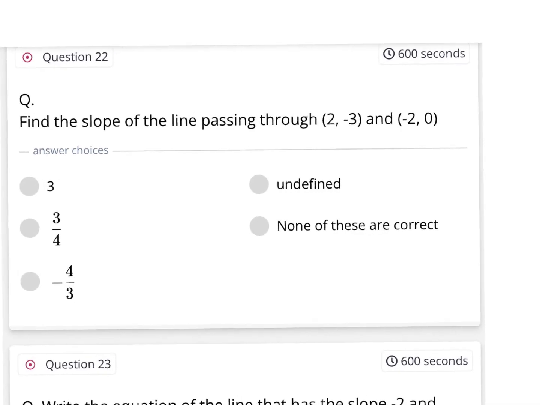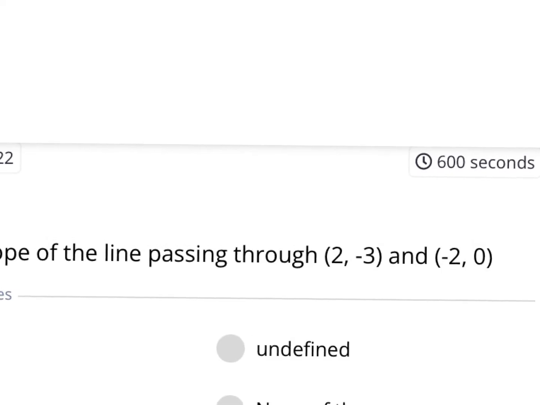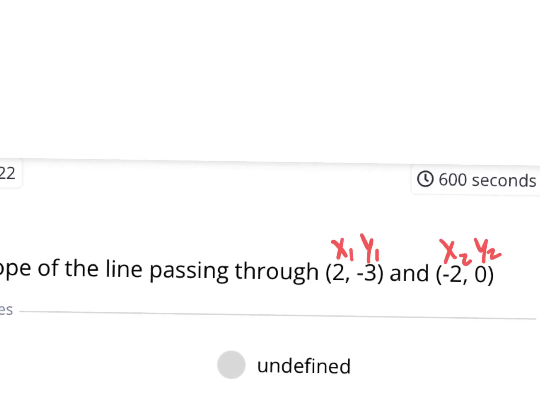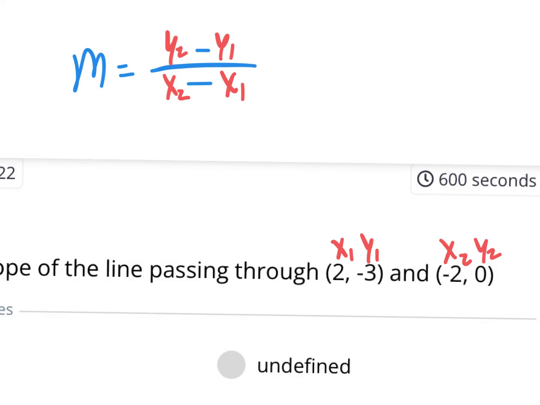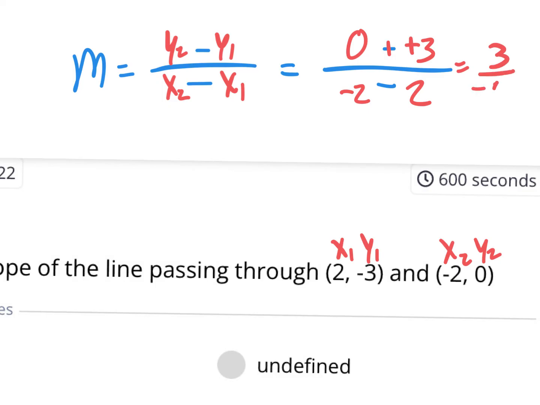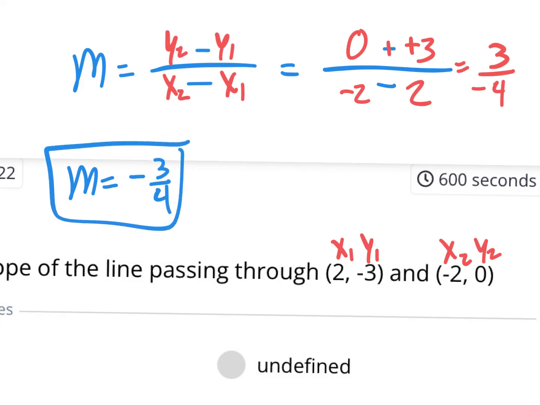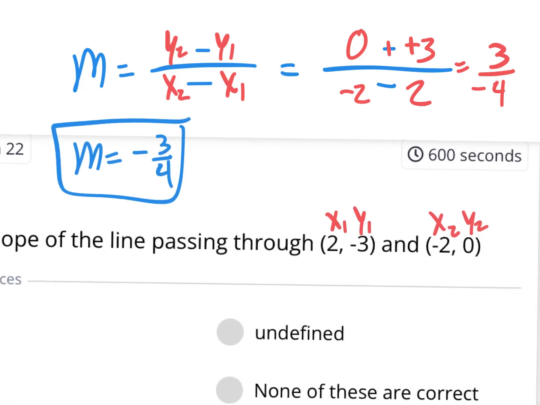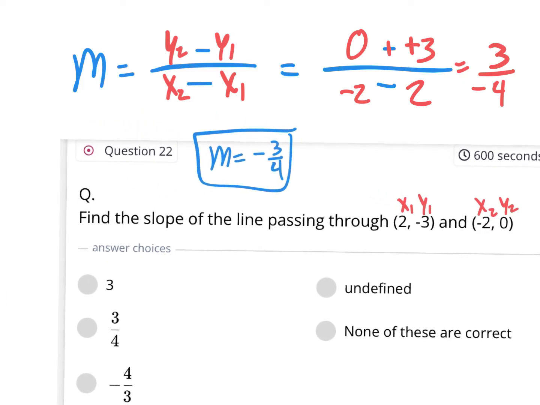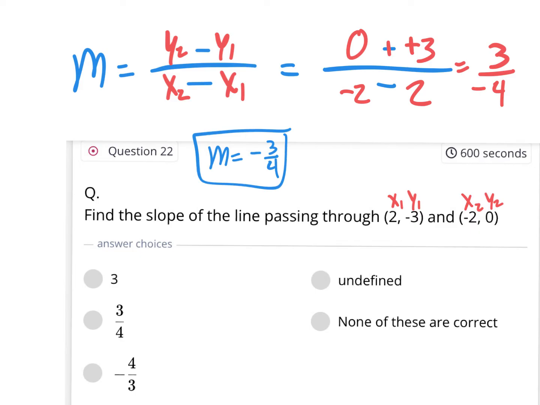Find the slope of the line passing through those 2 points. All right, well, let's label them. Let's write our slope formula. Let's plug in our values. And when you plug in, I always recommend leaving blank spots, and then your y2 is 0, your y1 is -3, your x2 is -2, and your x1 is +2. So we could see that that will change to a plus plus, giving you a 3 up on top over a -4 on the bottom. So our slope is -3/4. So we don't want to leave a negative on the bottom. Either put it out in the front or in the middle. Now, if we look at our multiple choice answers, there is no -3/4, so this would be none of these are correct.